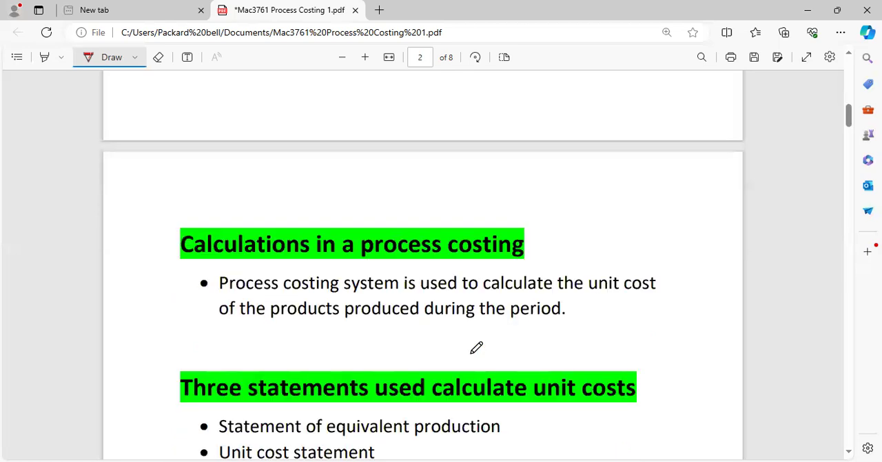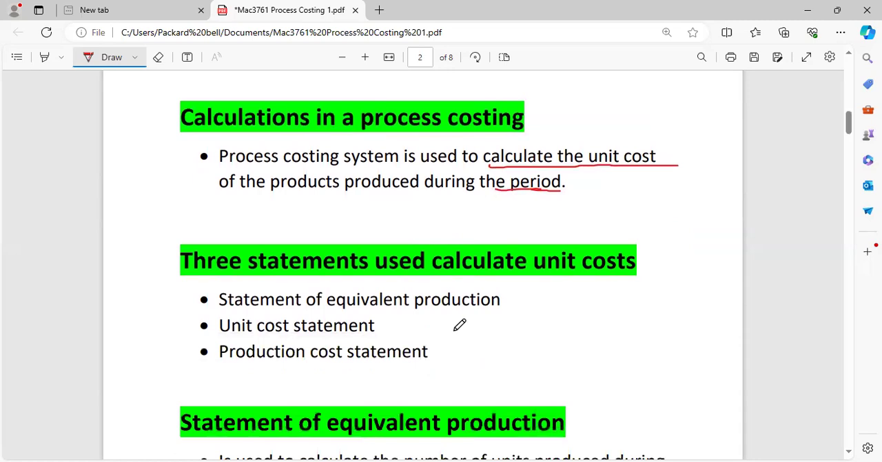So let's look at calculations in process costing. Right, so since we have already talked about process costing, we use it to calculate the unit cost of the product produced during the period. So which means we want the unit cost so that we can be able to make a markup on the product. Once we have a unit cost, remember these products are identical. So once we have a unit cost, then that's the cost of all the products. So we can just mark up that one product, then it's going to be the selling price for those products.